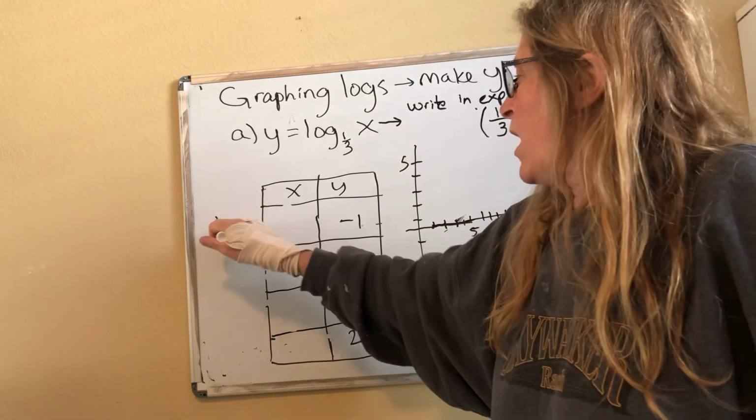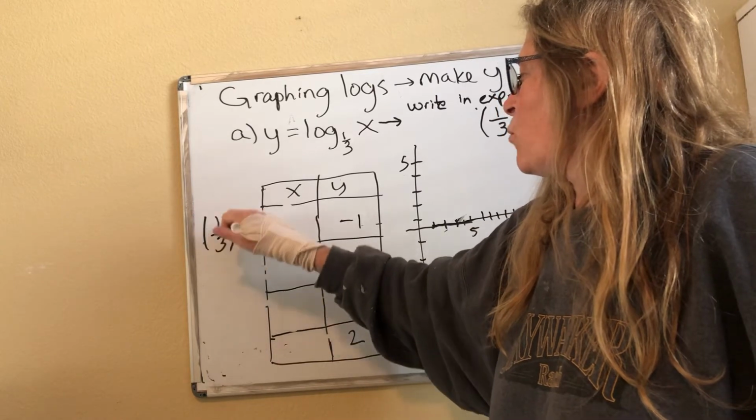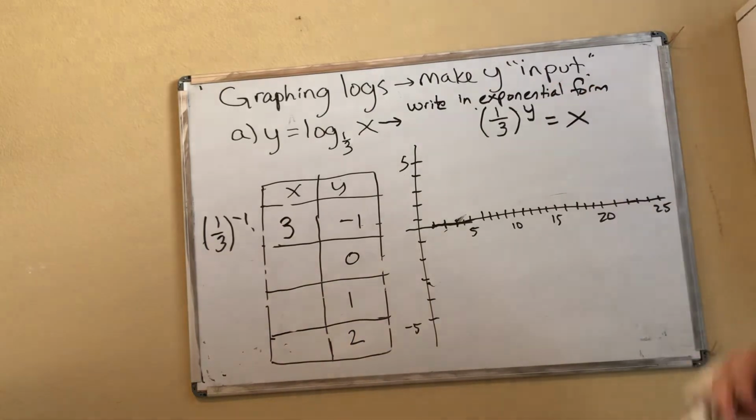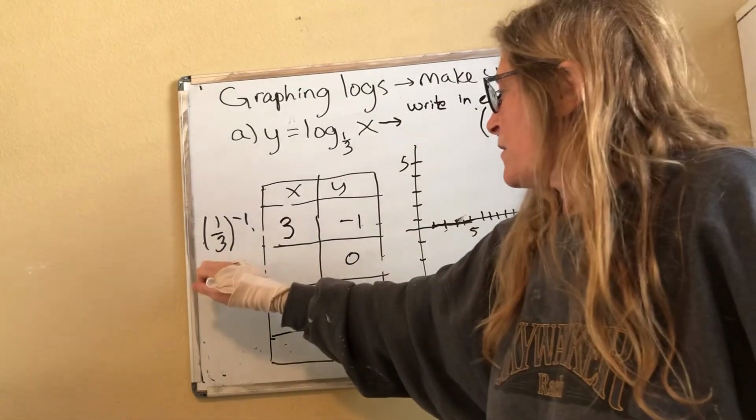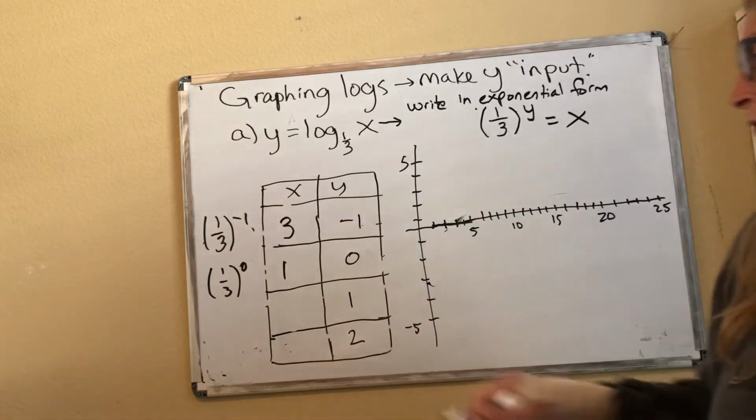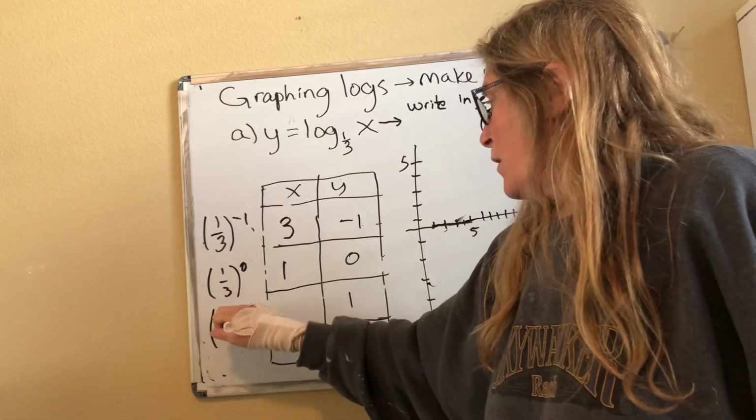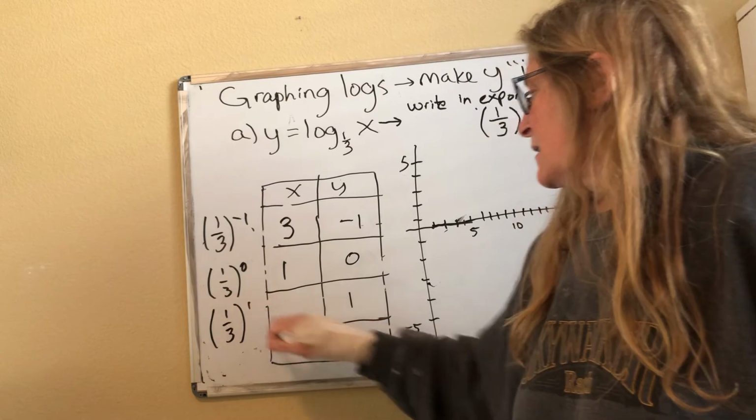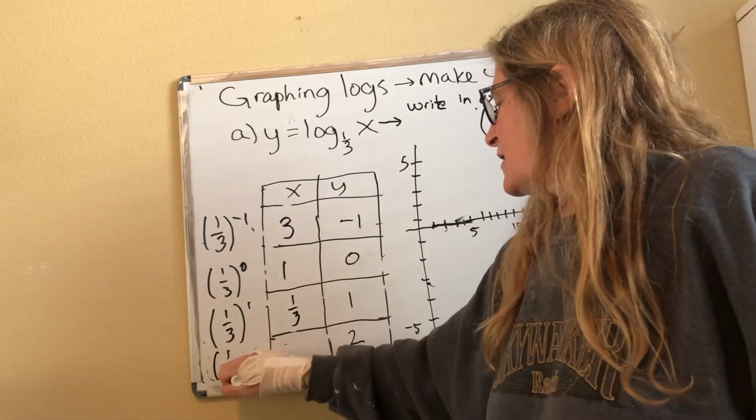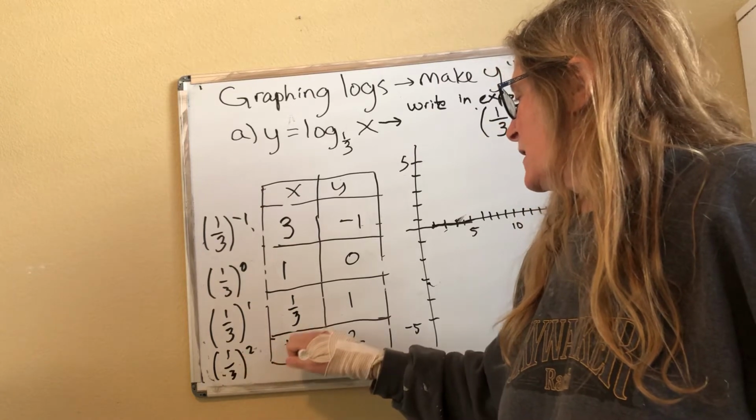If I make Y -1, (1/3) to the -1 is 3, because that means flip it over. (1/3) to the 0 is 1. (1/3) to the 1st is 1/3. And (1/3) to the 2nd is 1/9.